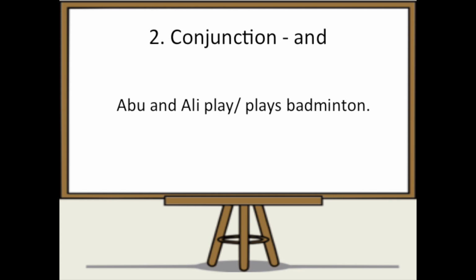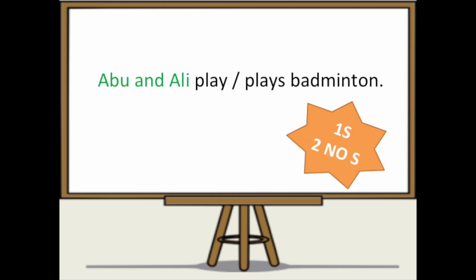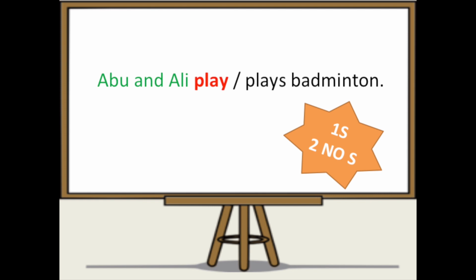The nouns are combined with the word and. So, one or two? Yes, very good. Two. Abu and Ali. So you have to use one S, two no S. Yes, very good. No S. So Abu and Ali play badminton.